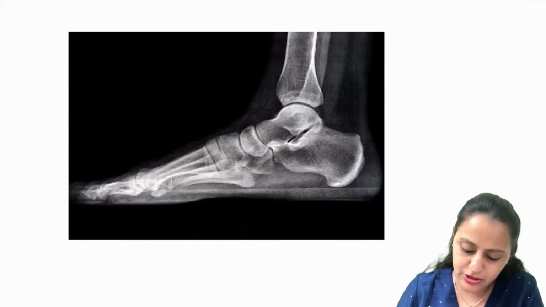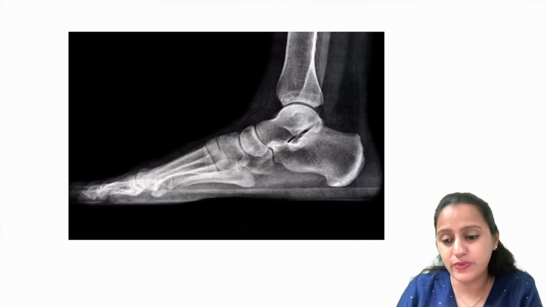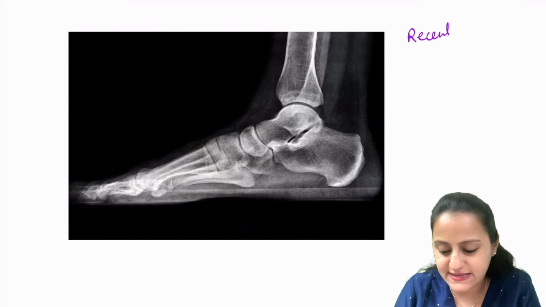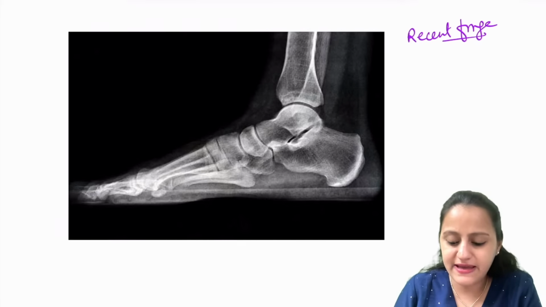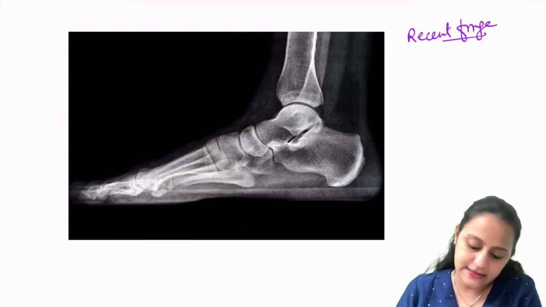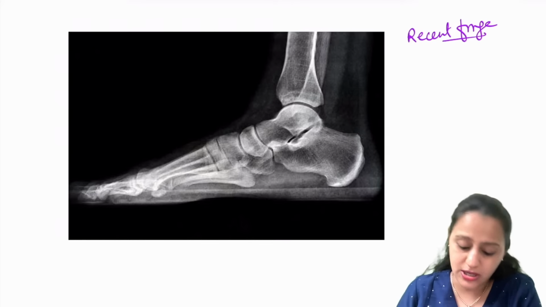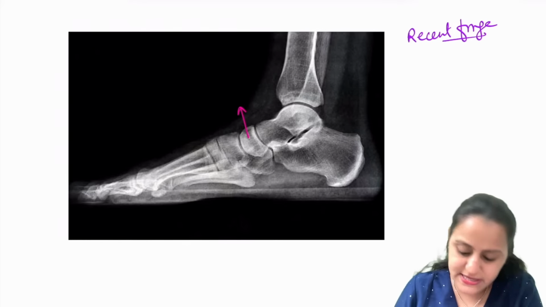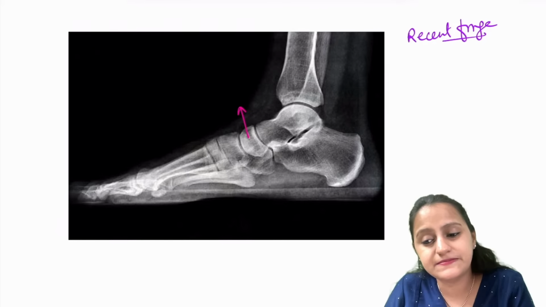Okay, great. Let's go on to the next system, that is radio anatomy. Right, now look at this. This is also one of the recent FMGE exam questions, identifying the tarsal bone. And suppose the question asked was, which tarsal bone is this?